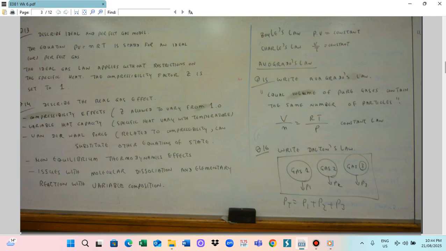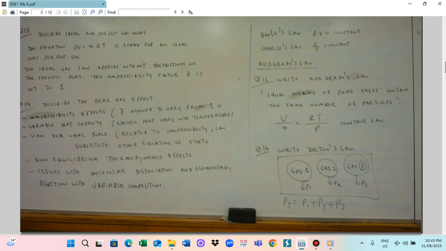Total pressure PT is equal to gas 1 pressure P1 plus gas 2 pressure P2 plus gas 3 pressure P3. In this container we are combining multiple gases. So the total pressure is equal to the summation of the individual pressures. This is Dalton's law. Dalton's law means the pressure of a mixture of gases is equal to the sum of the pressures of all the constituent gases.